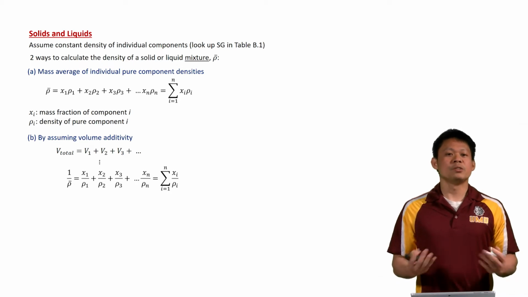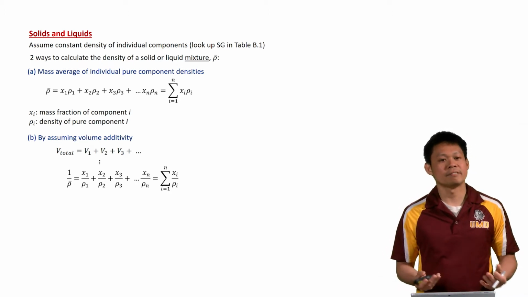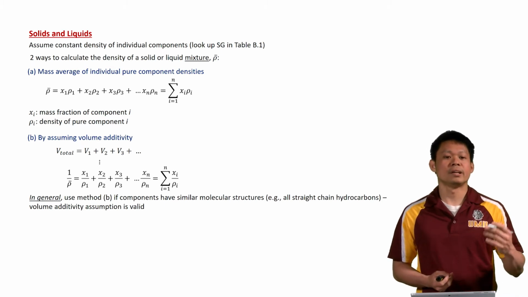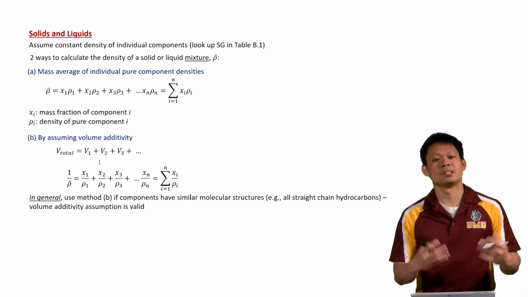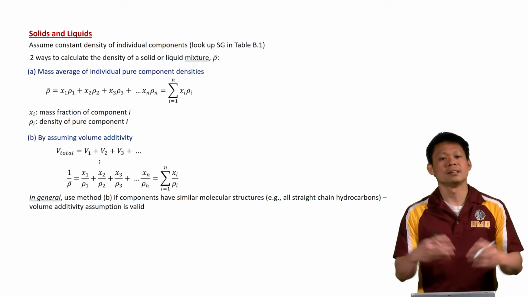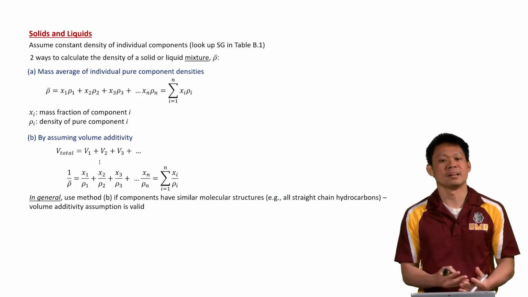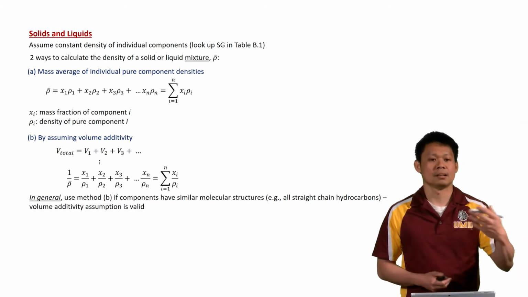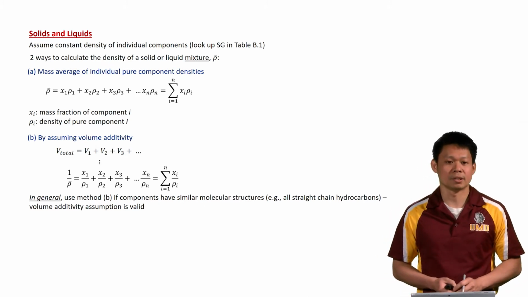So the question is, when do you use which method? There is no hard and fast rule, but in general, we would use the second method if we know all the components in our mixture have similar molecular structures, which means the intermolecular forces are about the same. Because of that, the volume additivity assumption is going to be valid, and method B is going to be more accurate.